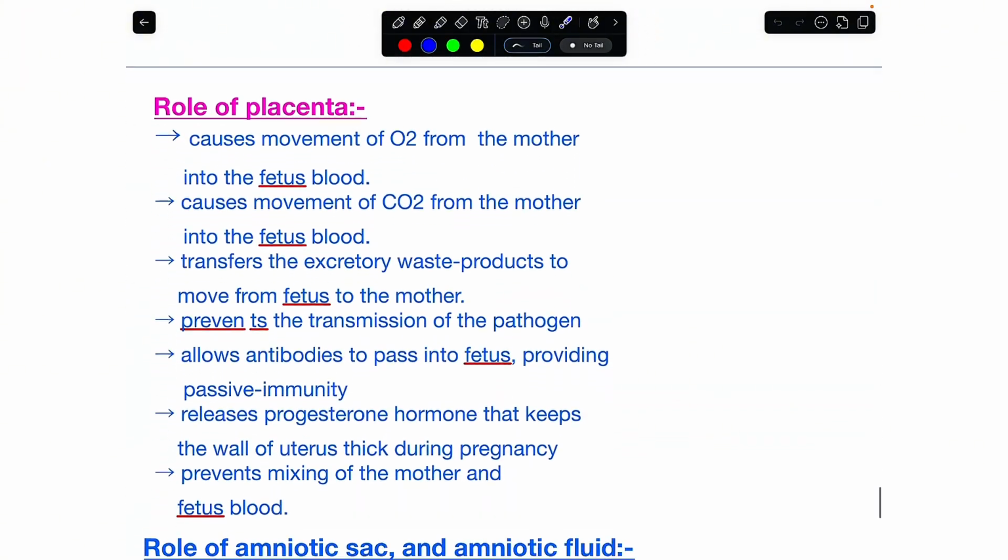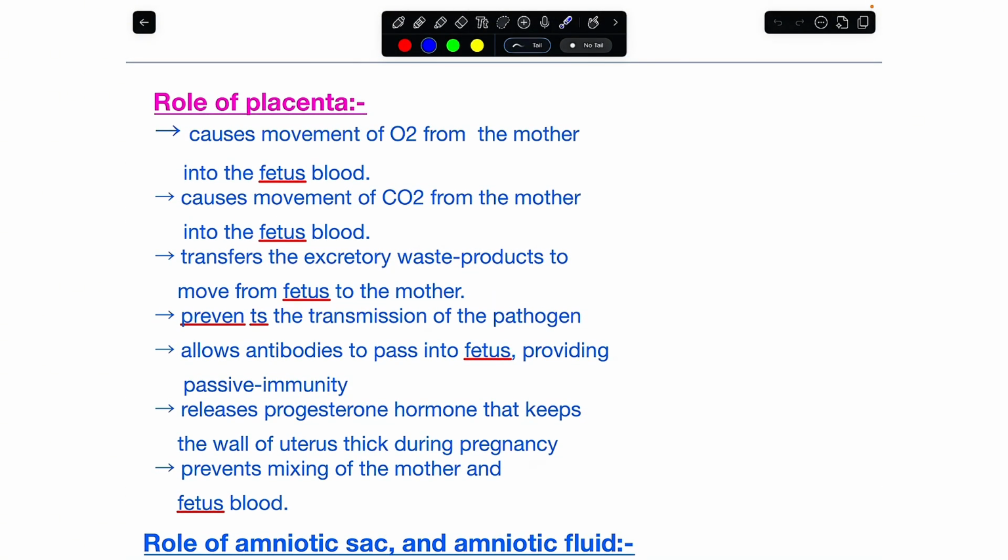And at last, we have something very major from the paper point of view: the placenta that we have as a barrier between the mother and the fetus. What role does it contribute during the pregnancy phase? This simply allows oxygen to move from the mother into the fetus blood. The other thing is that any of the CO2 or the waste material, it would allow to diffuse from the fetus into the mother's blood.